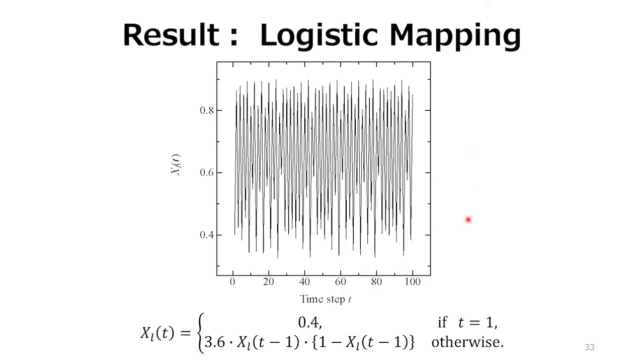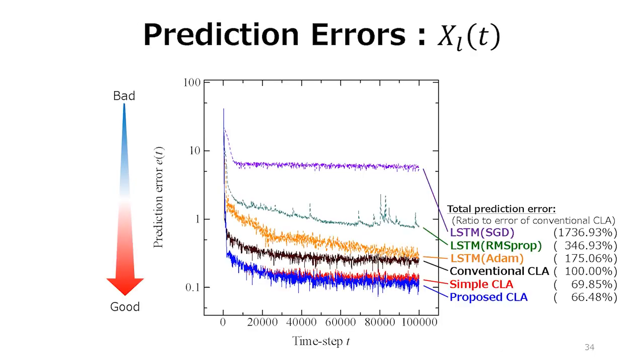Next, we use this logistic mapping. This figure shows the prediction error histories by 6 methods on the logistic mapping. These values are ratio of the total error to the conventional CLA. Also, in this case, we see a tendency that the proposed double-layered CLA achieves lower prediction errors than the conventional single-layered CLAs and LSTMs.